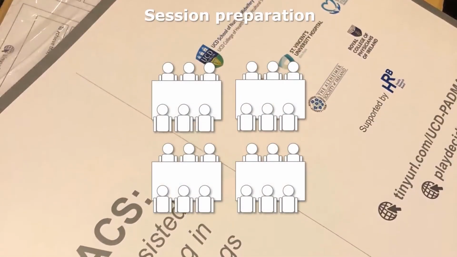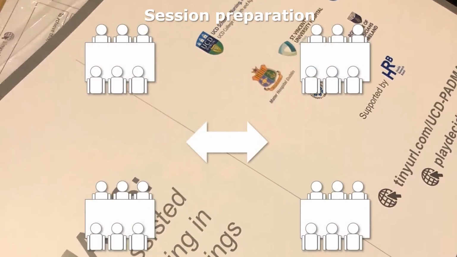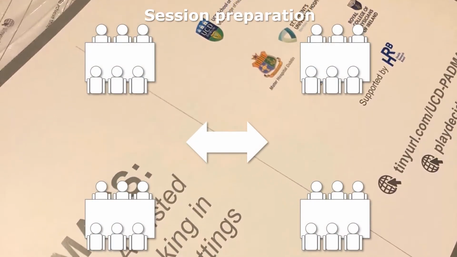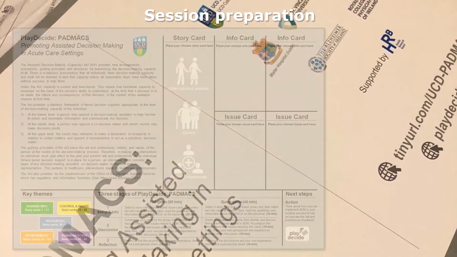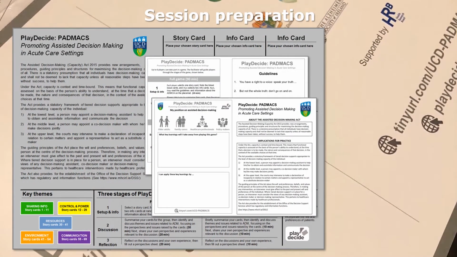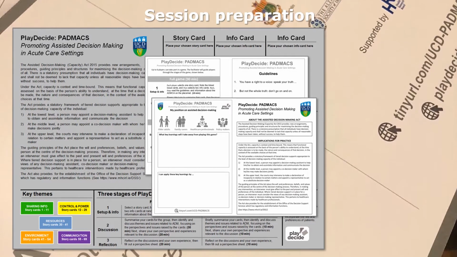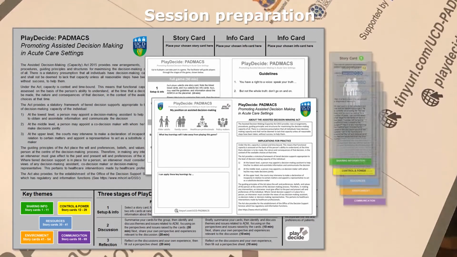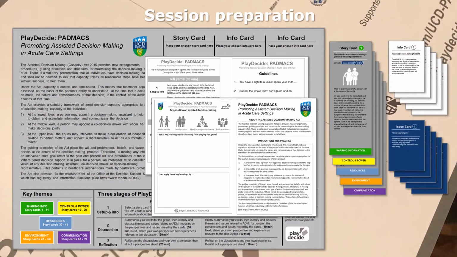If there are multiple groups of players, ensure that there is enough space for them to converse without disturbing each other. Each participant should have a placemat, a guidelines sheet, and a reflection sheet, and the game's story cards, issue cards, and information cards should be placed in the middle of the table.